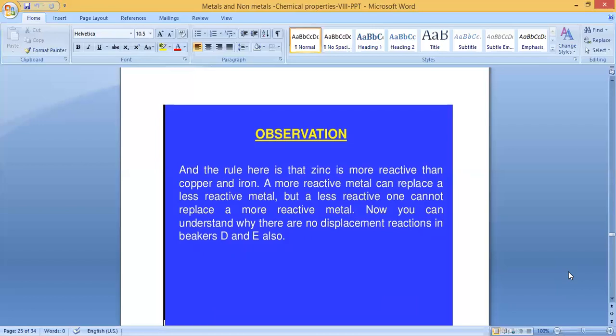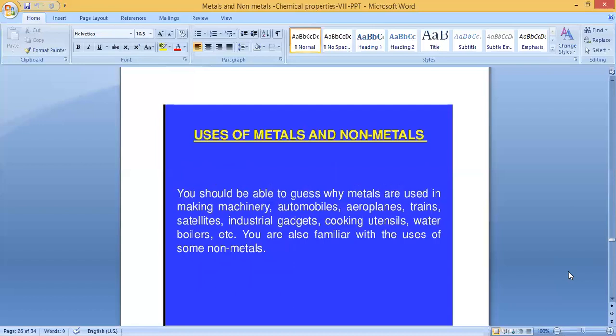What is the rule? More reactive metal can replace less reactive metal, but less reactive metal cannot replace more reactive metal. Okay, so that is the reason in beaker A it can happen, because zinc replaces copper, but in beaker C just the opposite, copper cannot replace zinc because copper is less reactive than zinc. Clear? Then what are the uses of metals and non-metals?